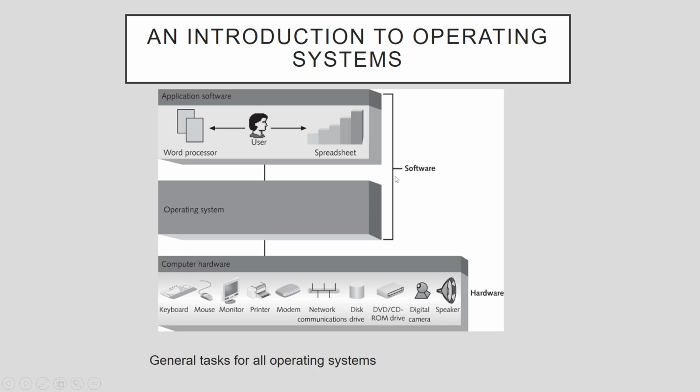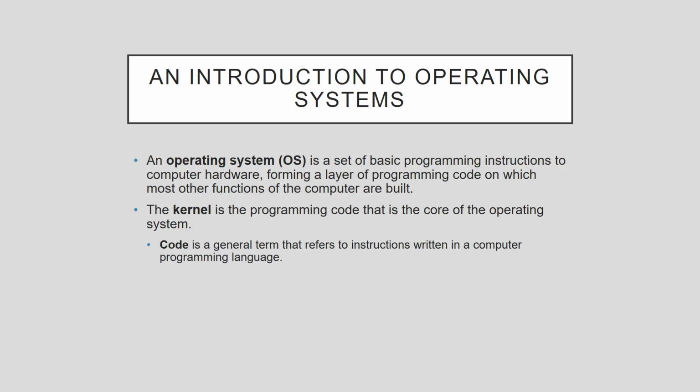As you turn on your computer, the operating system will start. And this serves as an interface between the application software and the hardware components of the computer system. Programming instructions to computer hardware. And this forms a layer of programming code on which most other functions of the computer are built.